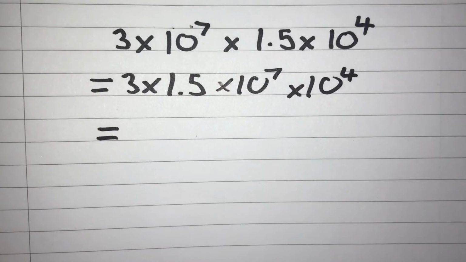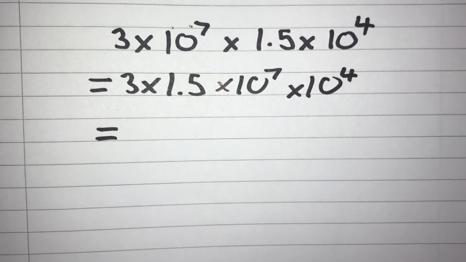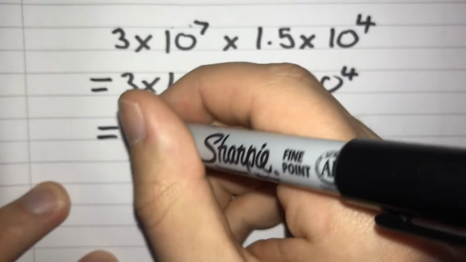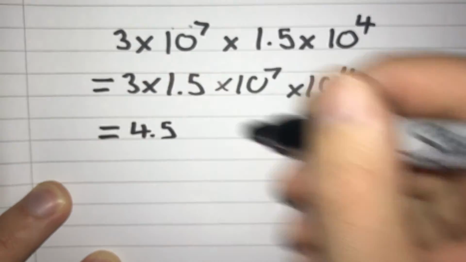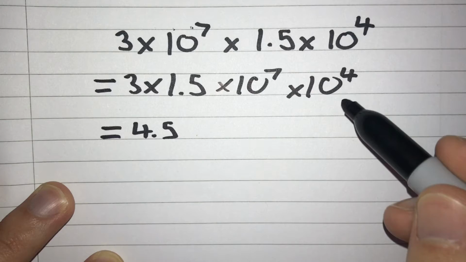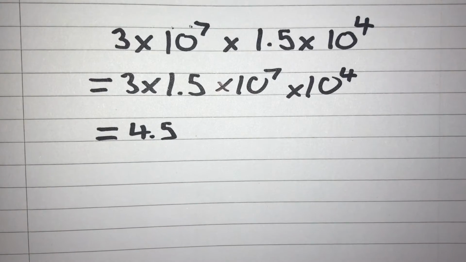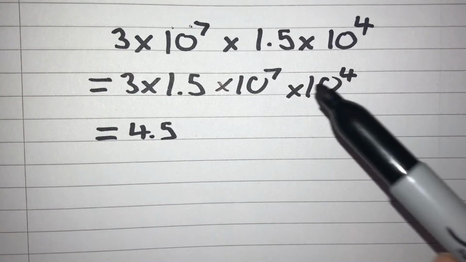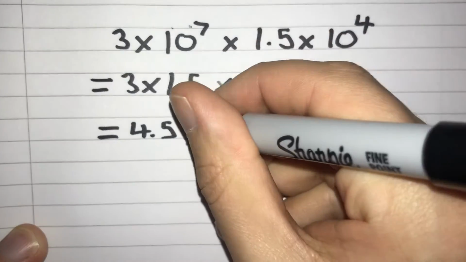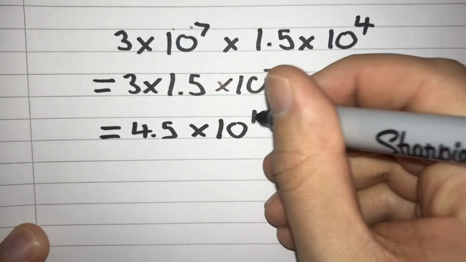Let's work out what each of these is going to be. 3 times 1.5 gives us 4.5. And then 10 to the power of 7 multiplied by 10 to the power of 4. Remember, we just add our two powers together. 7 add 4 gives us 11. So we get 4.5 times 10 to the power of 11.